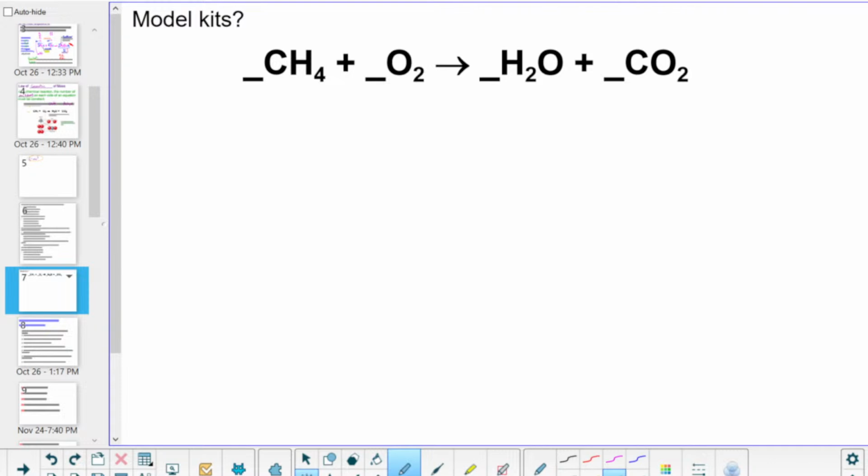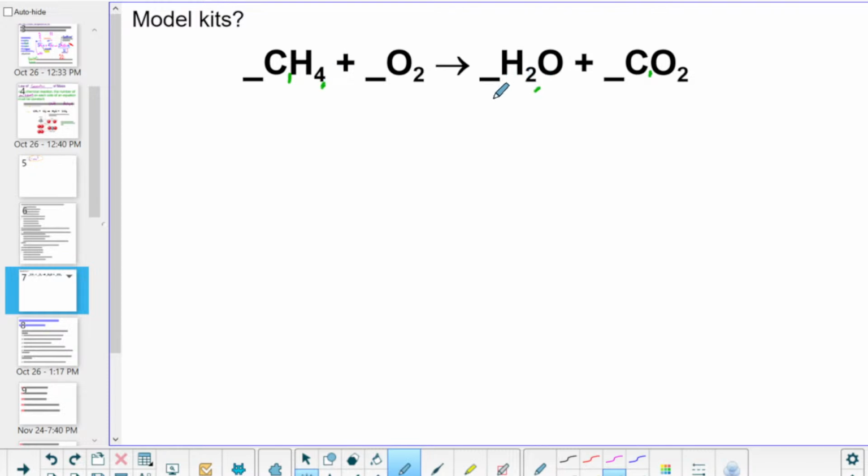So the first method is called the inspection method, where I just take a look at this and go, okay. I start with the first one. I've got carbon here, I got carbon there. One carbon and one carbon. What number is missing by the sides of these? If they don't say anything, it's one. So there's always one beside if it doesn't say anything. So carbon's fine, I've got one on each side. Then I go to hydrogen. Hydrogen I have 4, and there I have 2.